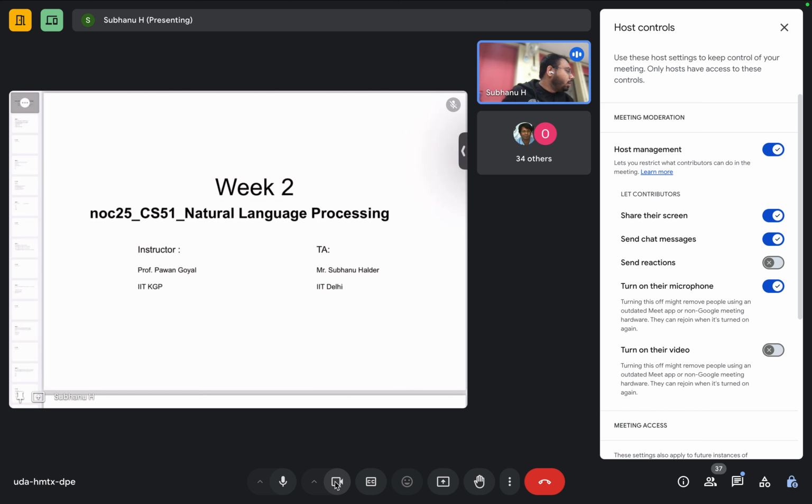Today, as discussed in the earlier weeks, in the first week we saw many large language models, and we just got introduced to those language models.